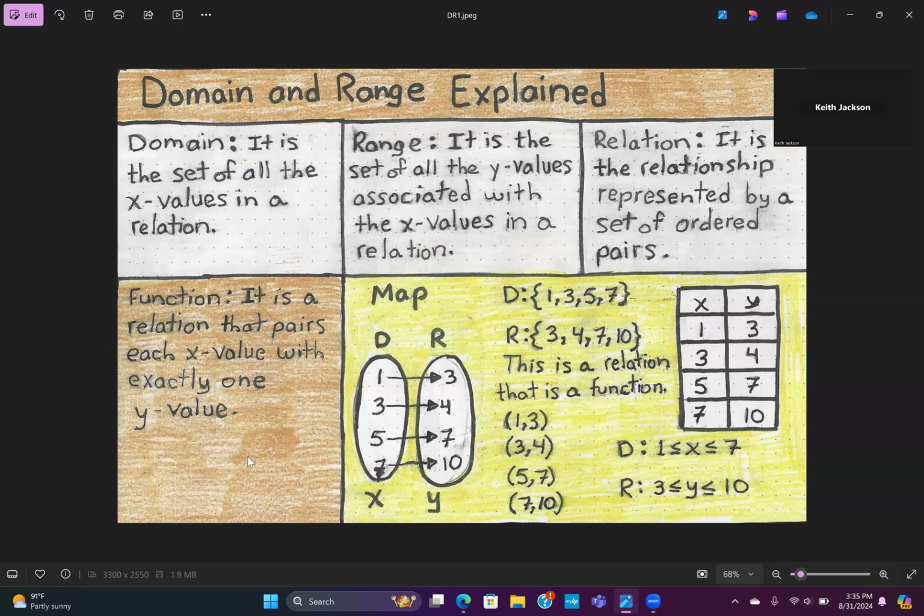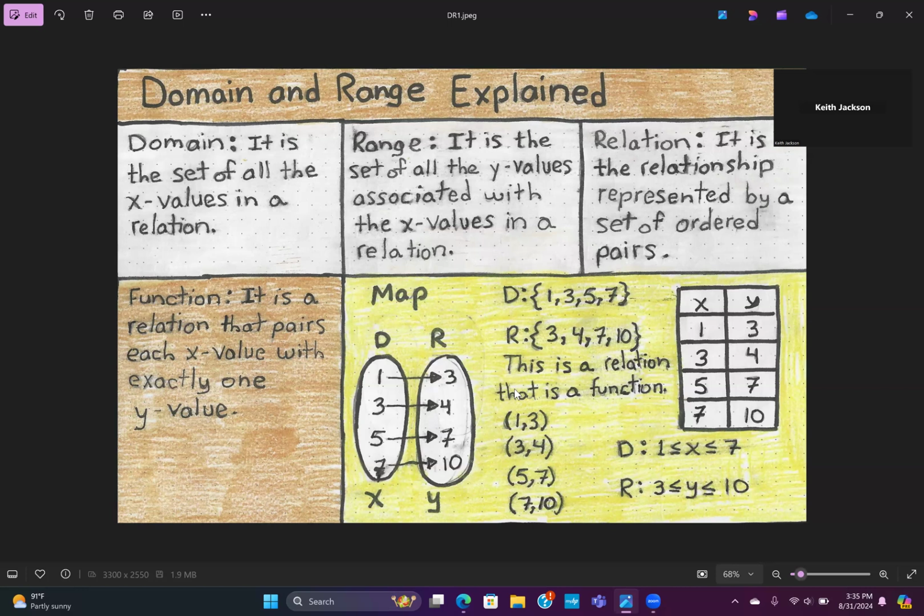And then we're going to get into the function. A function is a relation that pairs each x value with exactly one y value. That's what determines what a function is. And so here's an example of what a function would look like. You're going to see maps from here on out. You're going to see a map with one side represented by the domain, which is also synonymous with x. You're going to see the other side represented by r, which is also represented by y.